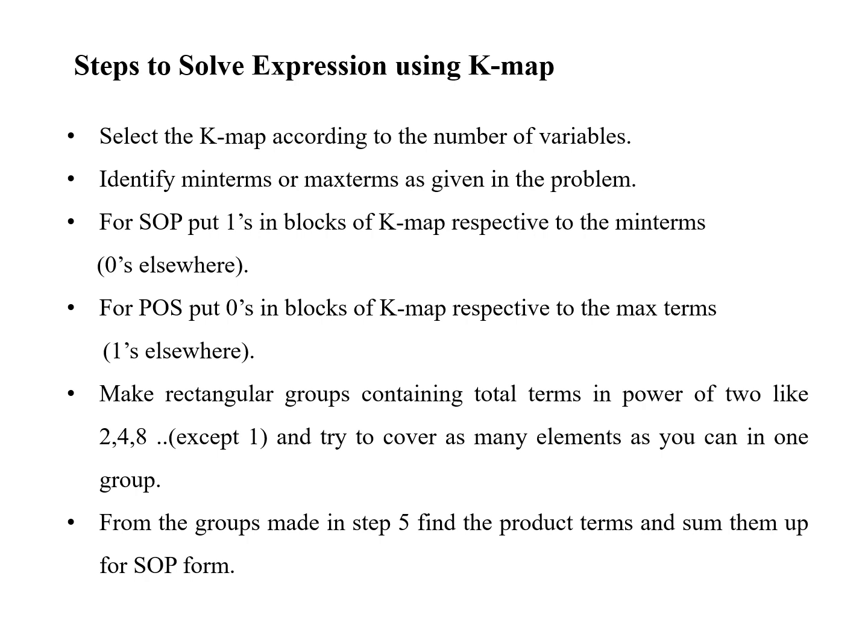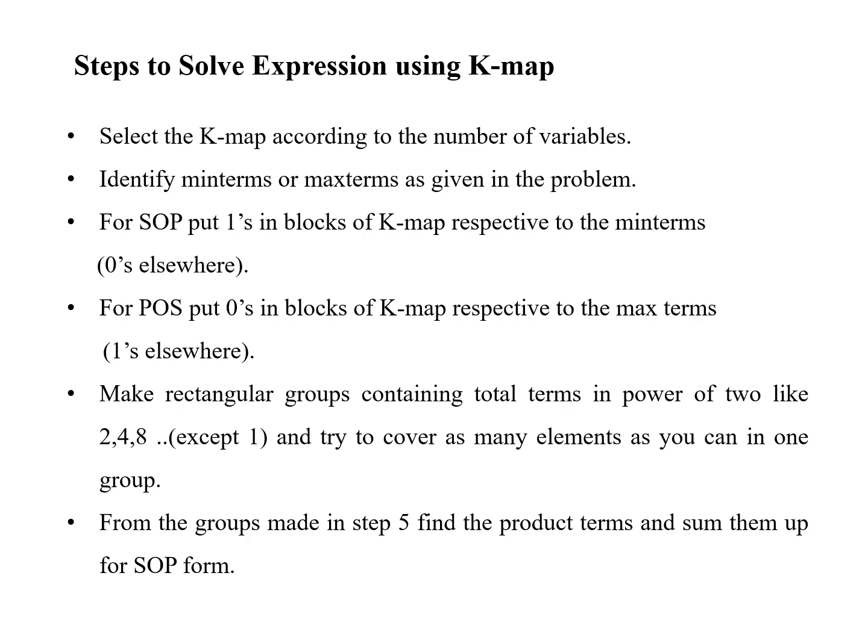So these are the steps to solve the expression using K-map. First step is we are going to select the K-map based on the number of variables. First of all, we are going to identify whether it is a min term or max term based on the problem. If it is a min term, you are going to solve for SOP by using ones in the corresponding blocks of the K-map respective to the min terms. For POS, we are going to use the value zeros in the K-map respective to the max terms.